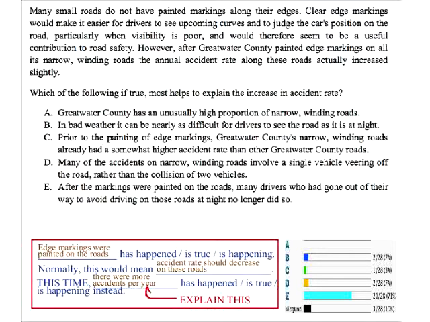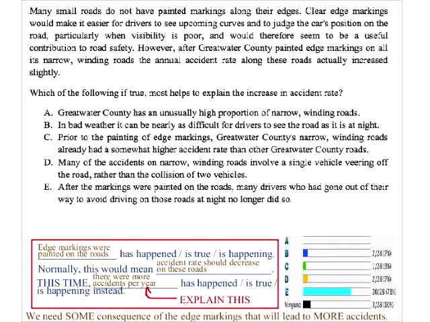So we need something that will cause the accident rate to go up. We need some consequence of the edge markings that will lead to more accidents. If someone wrote "the markings came off," that wouldn't do it. That doesn't give you a reason why the rate would go up. That would just give you a reason why the rate would return to normal, but not to go up past where normal would be. We actually have more than normal. We need something that would actually create more accidents than there were to start with.